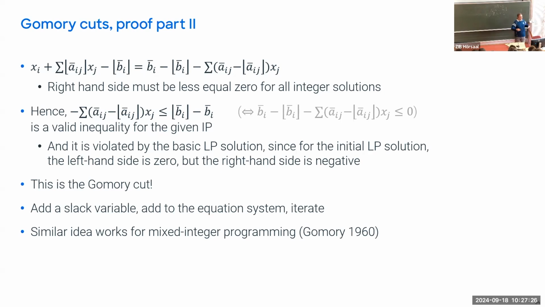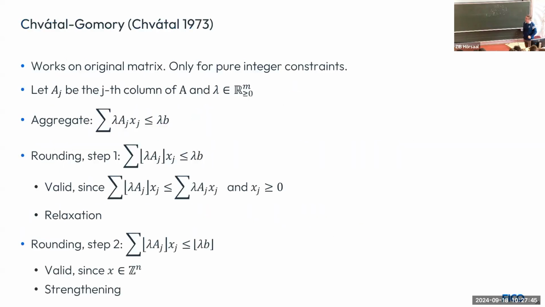And then we add a slack variable, throw it into the system again, and continue. This is the Gomory general cutting plane algorithm. I recommend working through this once more, step by step. It feels like you cheated at some point, but you didn't. Okay, Gomory cuts proven.